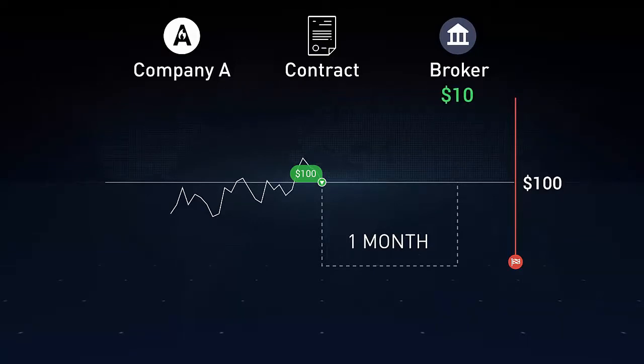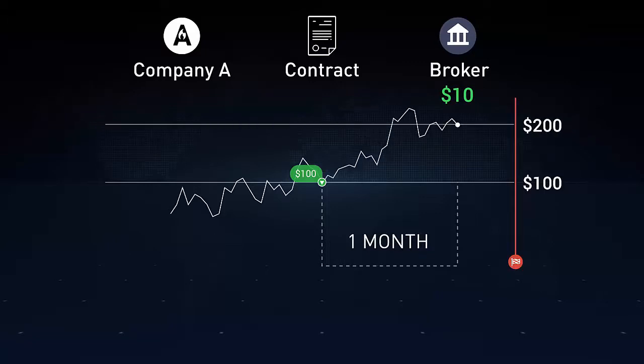Now, let's study two scenarios. 1 month later, the price of oil rises to $200 per barrel. As Company A has the option contract for purchasing oil at $100, it can use its option contract, exercise the option, and buy oil at the agreed price of $100, thus saving $100 per each acquired barrel.